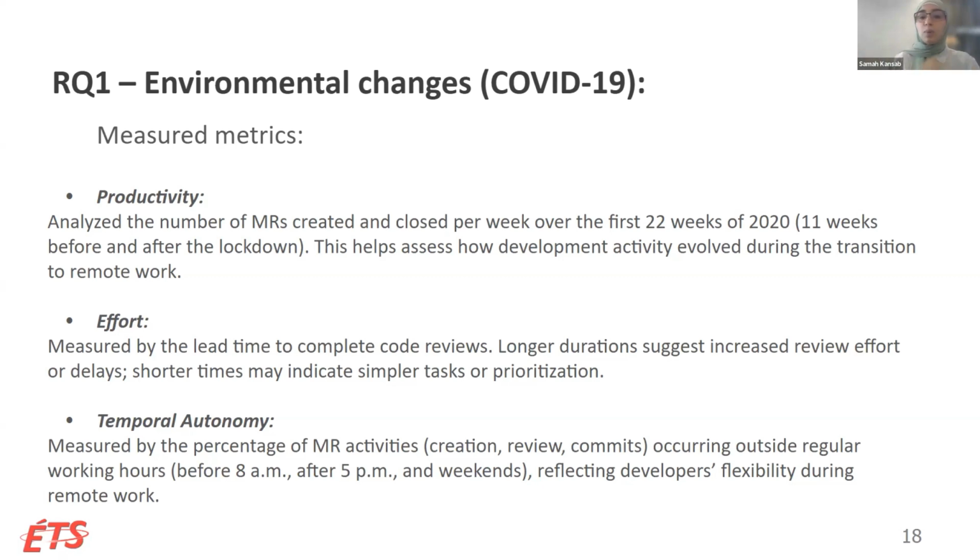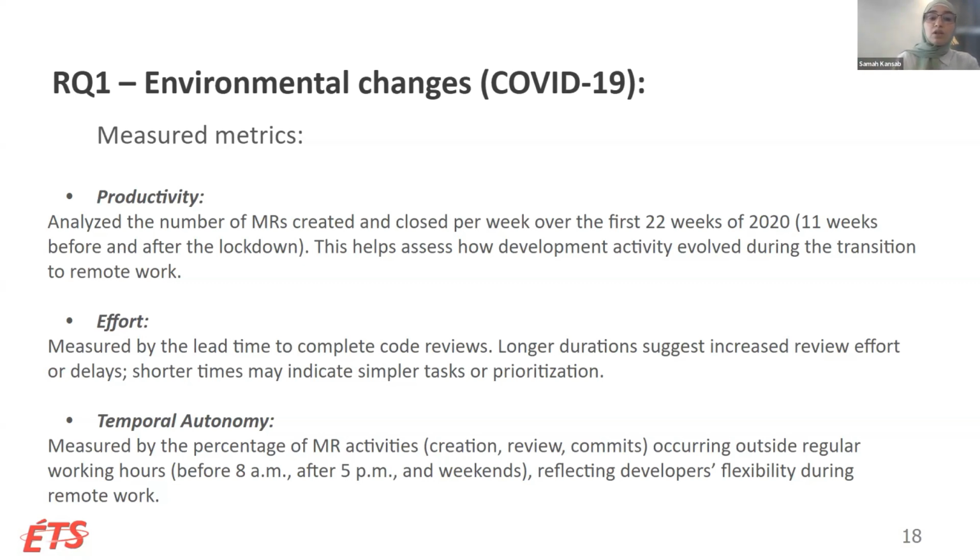People are at home. They have perhaps kids. They have, I don't know, they are living with people. So all the circumstances and the environments are changing here. So we aim through the code review to analyze the impact of COVID on different metrics, which are, first of all, productivity. So we assess productivity by seeing how many merge requests were created and closed per week before and after COVID. So we analyzed 11 weeks before COVID and after the COVID.